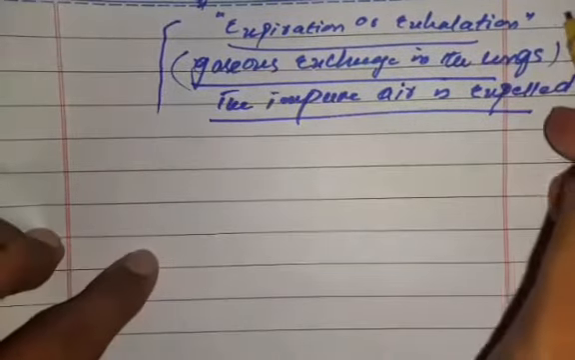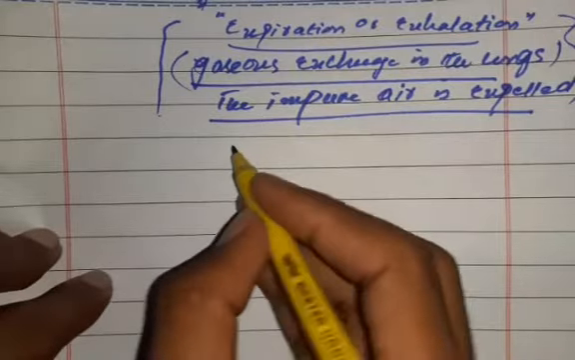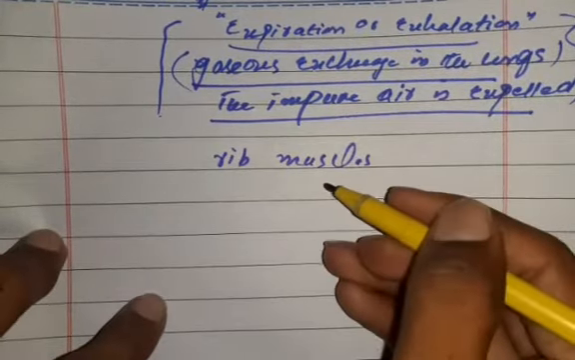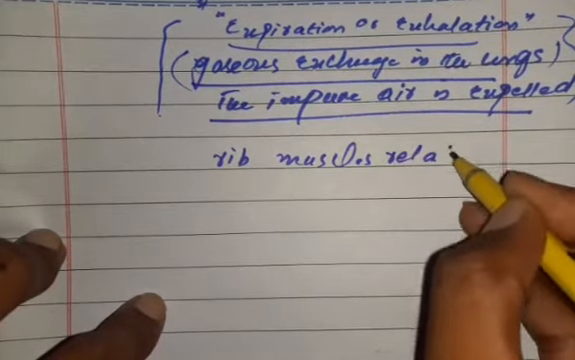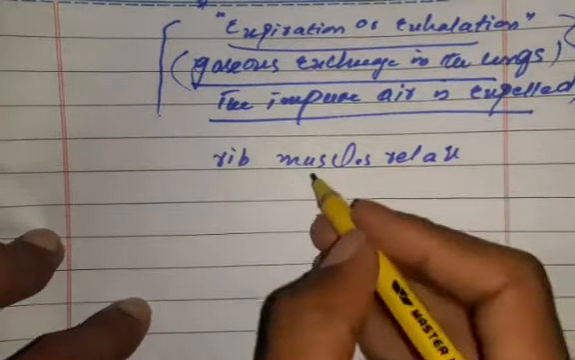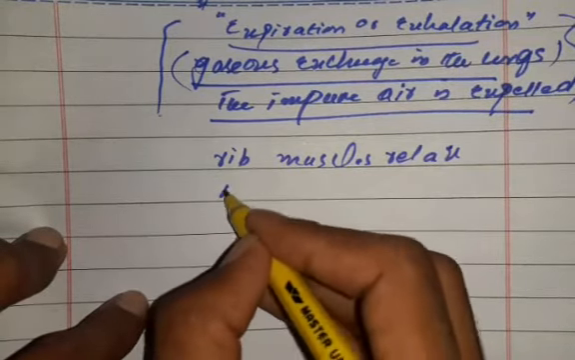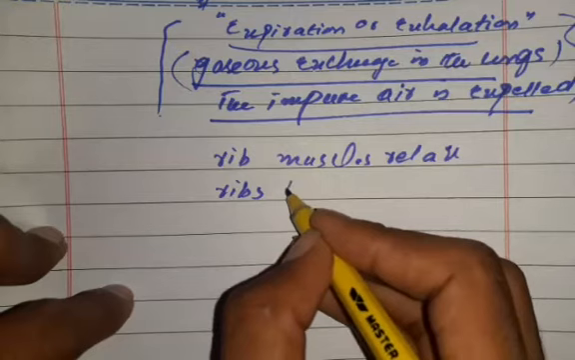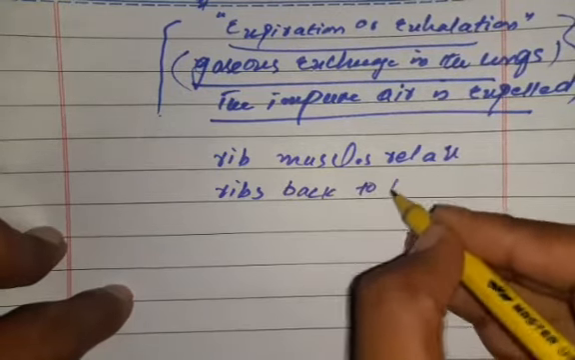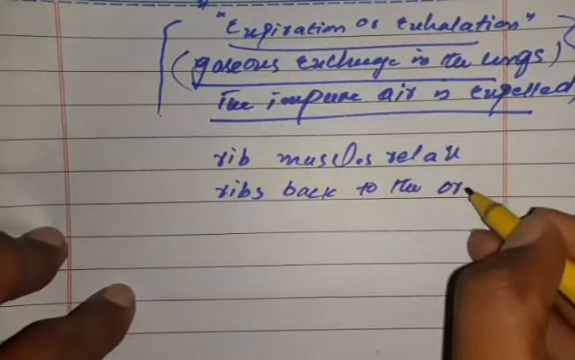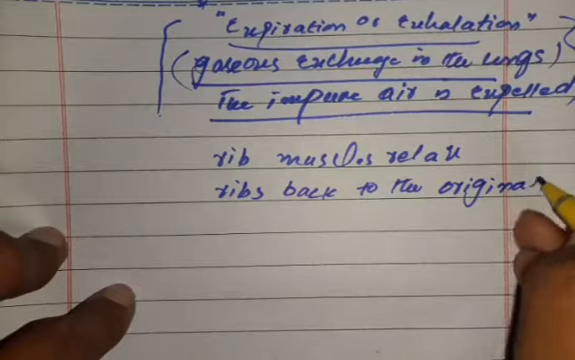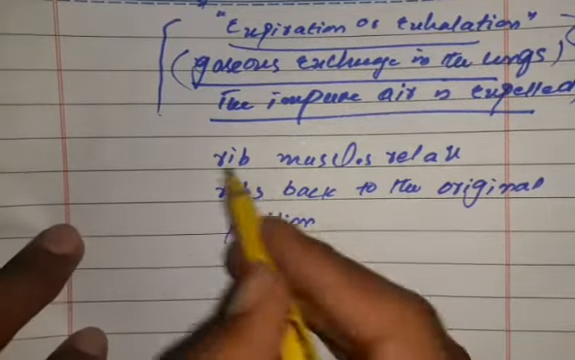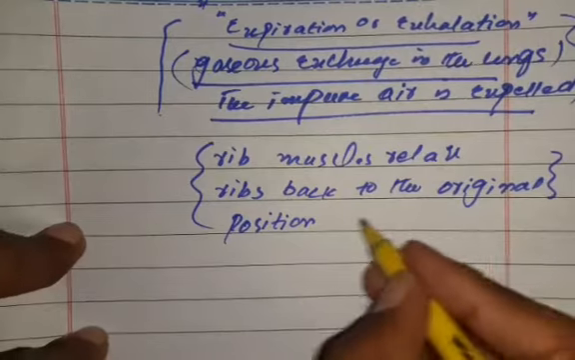Then what happens with the rib muscles? The rib muscles relax, and the ribs go back to the original position. Clear, students?